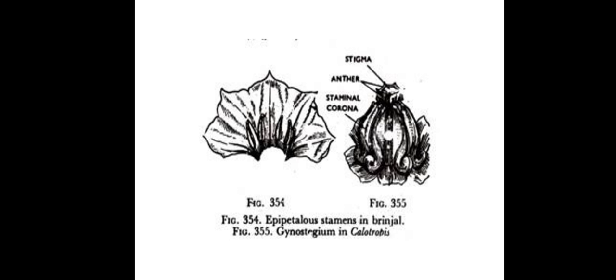Here we can see epipetalous stamens in brinjal, where we can clearly see stamens attached to the petals, and the second one, shown in figure 355, is the gynostegium in Calotropis, which is commonly called rui, where we can see the stigma is present, the anther is also there, and a staminal corona is there.